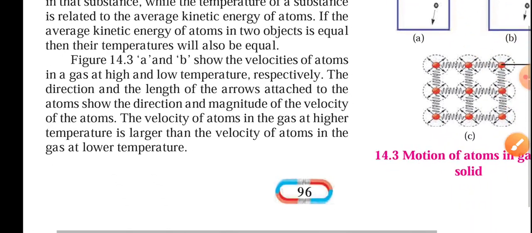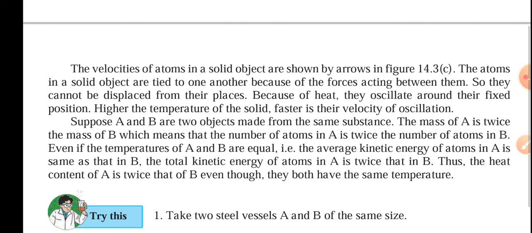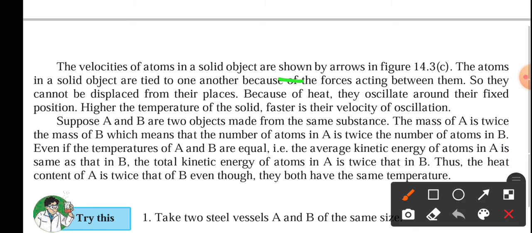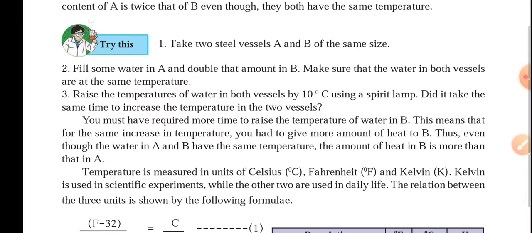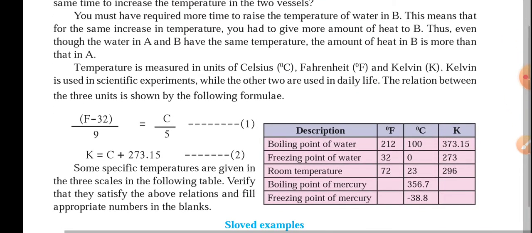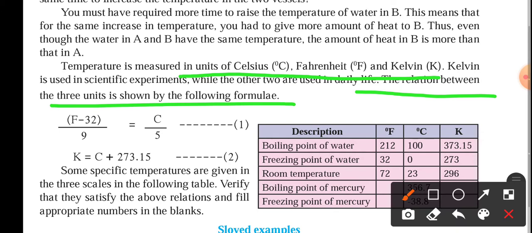The further part we have to discuss in this chapter is the velocities of the atoms in solid objects, shown by the arrows, which we have already discussed. Next is the formula. Temperature is measured in the units Celsius, Fahrenheit and Kelvin. Kelvin is used in scientific experiments while the other two are used in daily life. The relation between the three units is shown by the following formula.